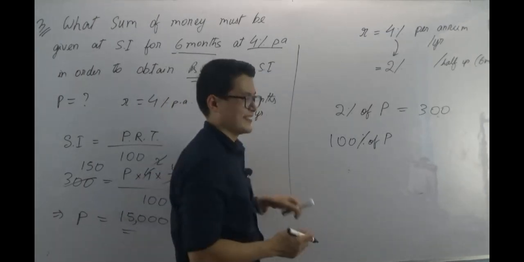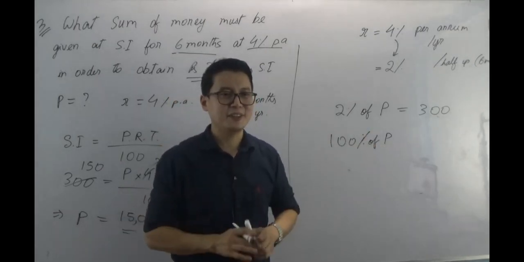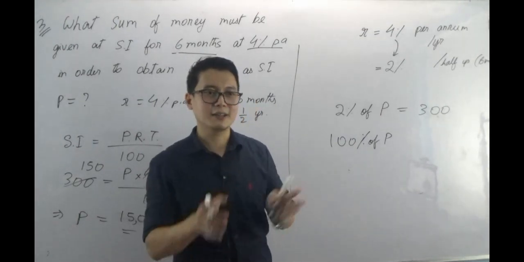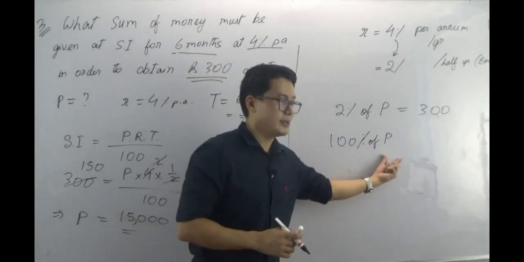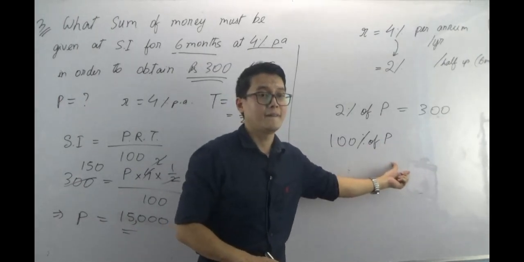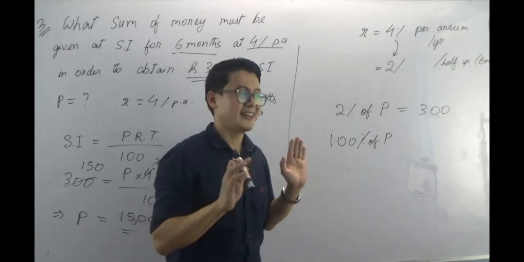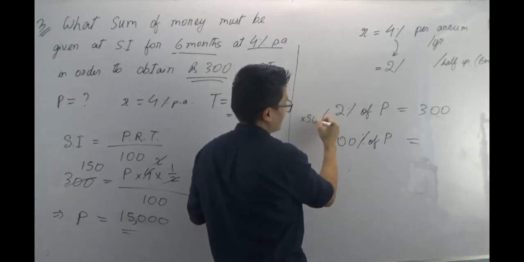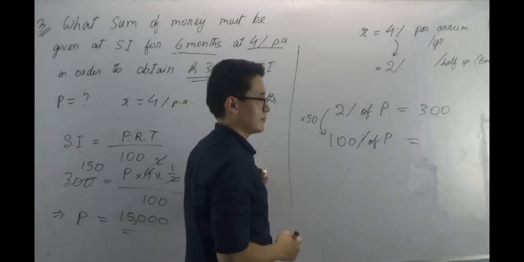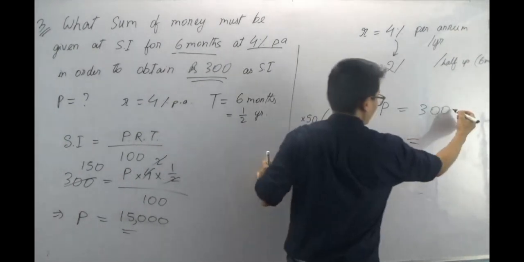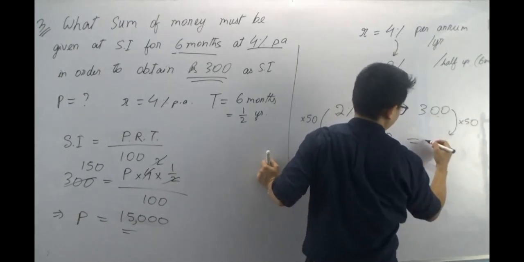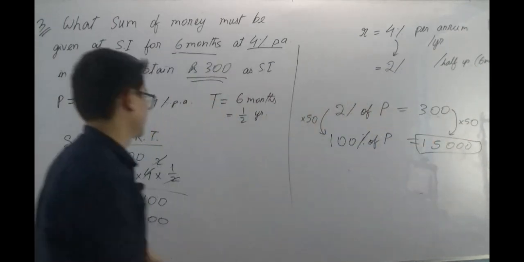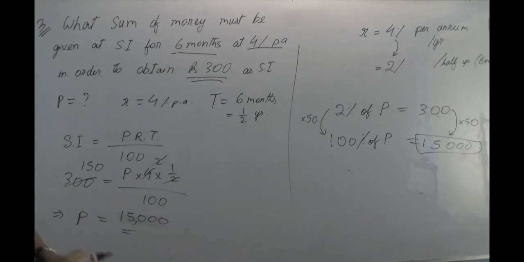100% of rupees 500 is 500 itself. 100% of rupees 15,000 is 15,000 itself. 100% of P is the principal itself. Here 2% corresponds to 300, so for 100% we multiply 300 by 50, using proportion, and we get the answer. Multiply 5 by 3, so the answer is 15000.